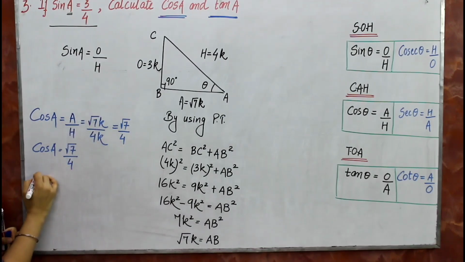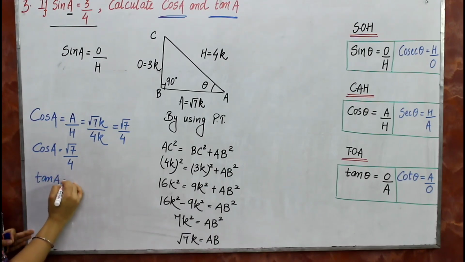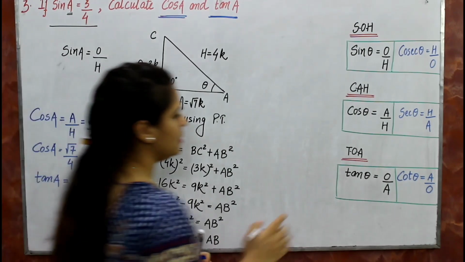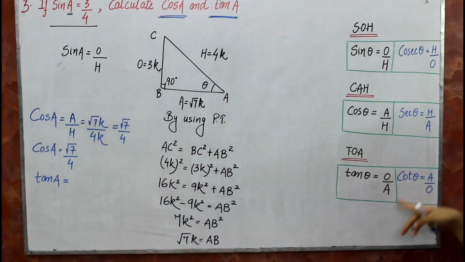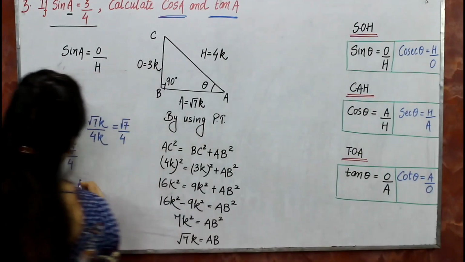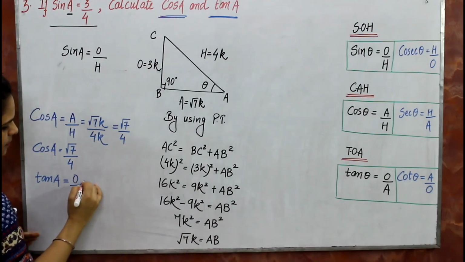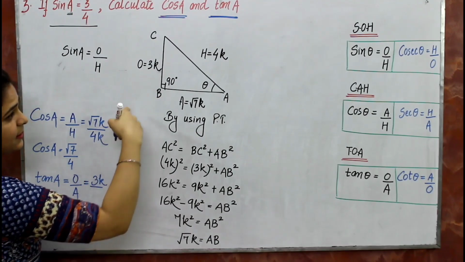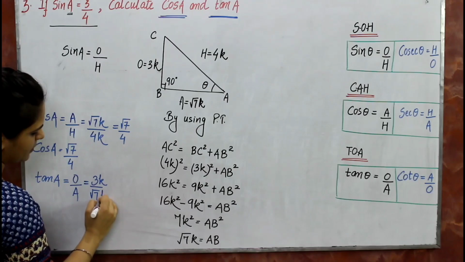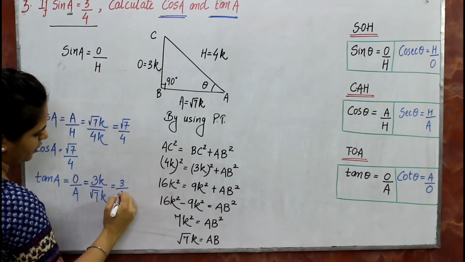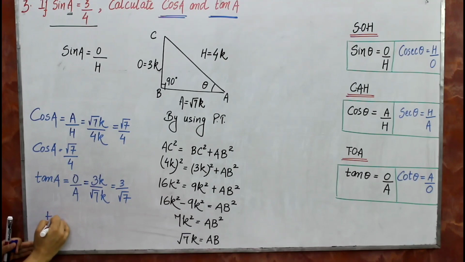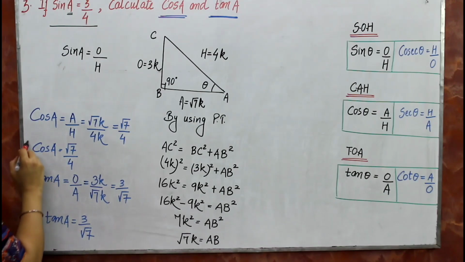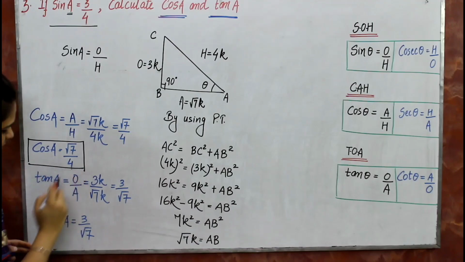And next is tan A. Formula for tan A is tan theta is equals to opposite upon adjacent. From this figure, opposite is 3k and adjacent root 7k. So this is 3 upon root 7. That means the final answer tan A is equals to 3 upon root 7. So by this way you can find value of any trigonometric ratio which is given in the question.